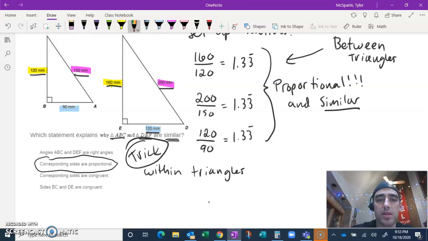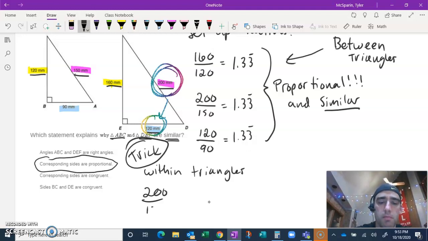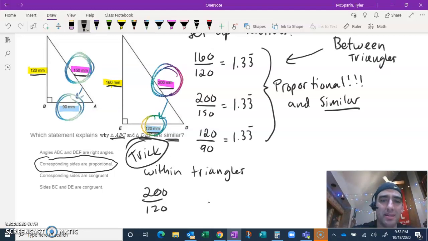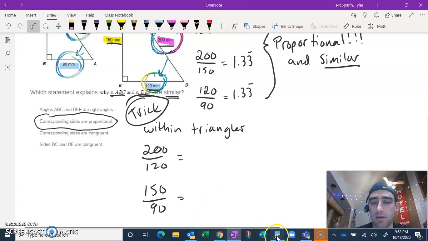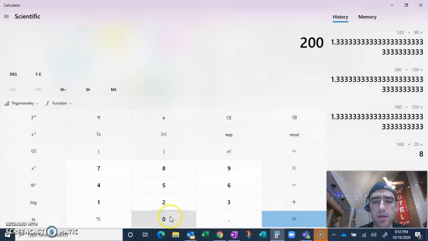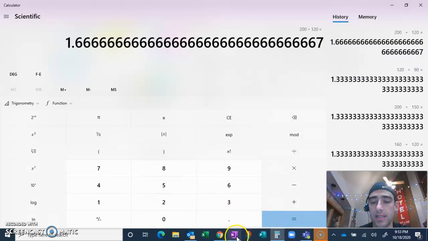So what I'm going to do now, watch this. I'm going to go 200 divided by 120. And then I'm also going to go exact same fraction, but on the other one. 150 divided by 90. Okay, now if I do these in my calculator, 200 divided by 120 equals 1.66.